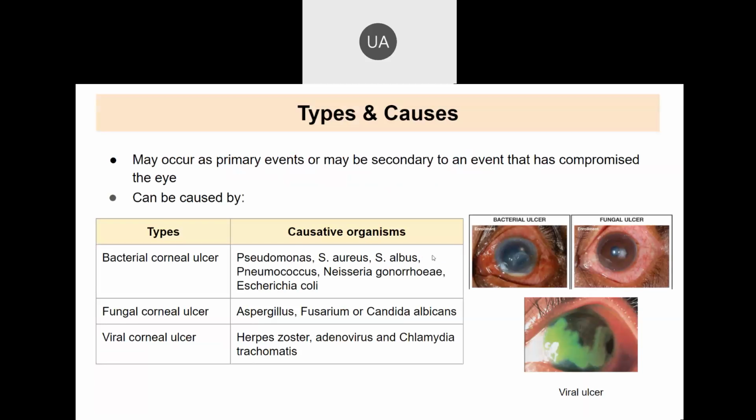It can occur as a primary event or maybe secondary to an event that has compromised the eye, like contact lens wear, any trauma, any immunocompromised patient, or any long-term steroid use. And it can be caused by three types: bacterial, fungal, or viral. Bacterial keratitis is most commonly caused by Pseudomonas and Staphylococcus aureus, while fungal can be because of Aspergillus, Fusarium, or Candida albicans, the yeast, and viral is usually by the herpes simplex virus. Next.